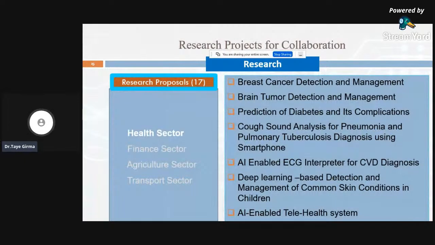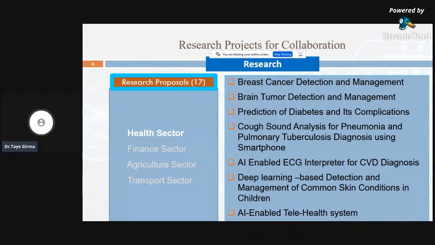Coming to the last, we have research projects which we have identified in health. Of course, these are very open to work with an international institute in collaboration. Breast cancer detection and management is under research and development. Brain tumor, and all these, we are aggressively collecting data for. We are assigning a budget to collect the data, and for prediction of diabetes and its complication management, and cough sound analysis for pneumonia and TB.